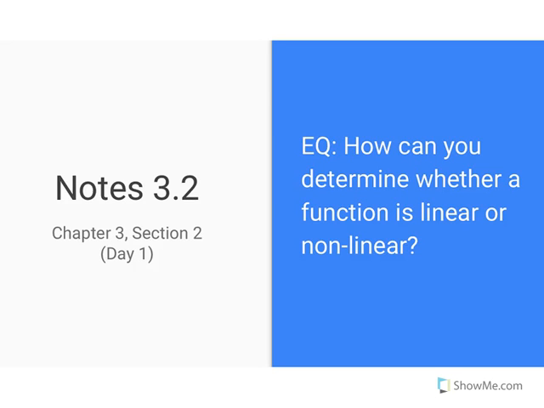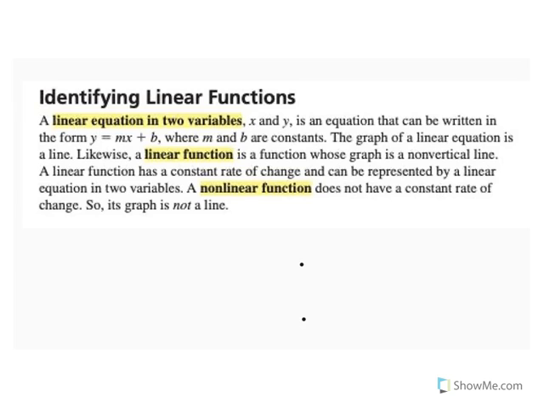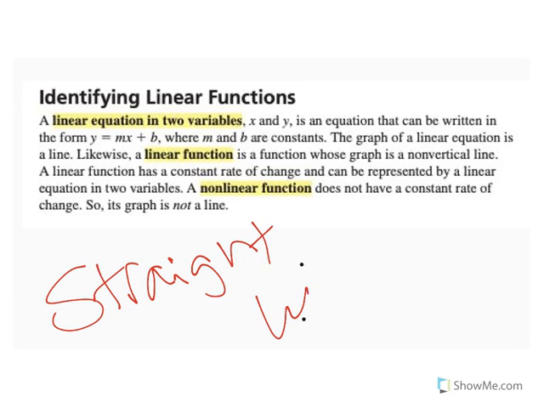So now that we know what is a function and if something is a function or not, we can say whether or not it's a linear function. So a linear function basically means it's a straight line. It is a straight line. Okay? So there's going to be lots of ways for us to be able to tell whether or not it's a straight line. Okay?